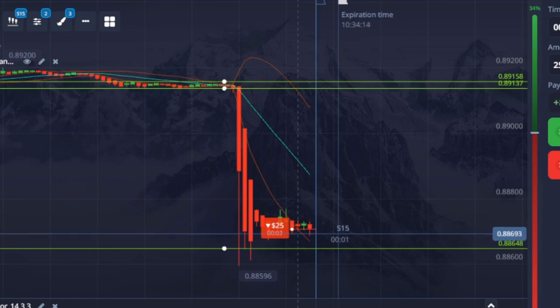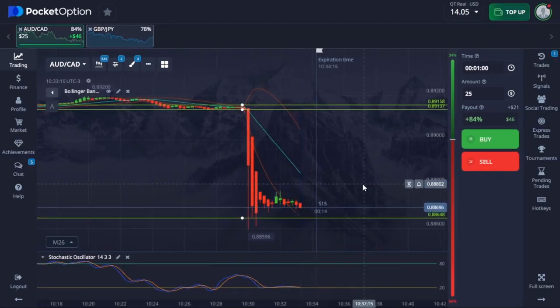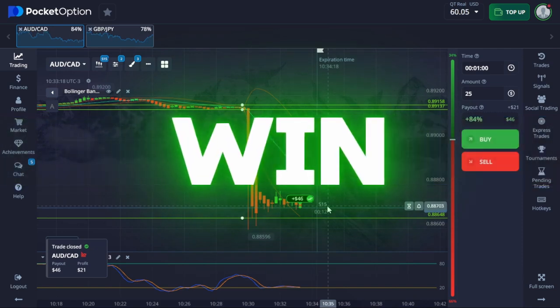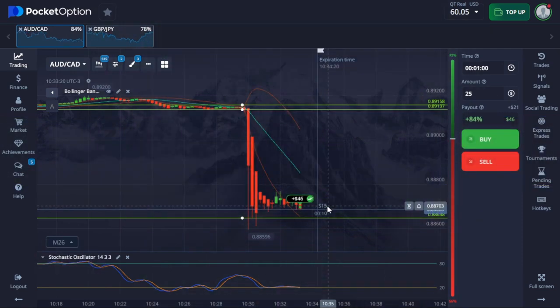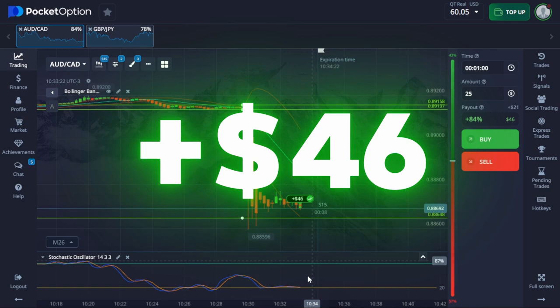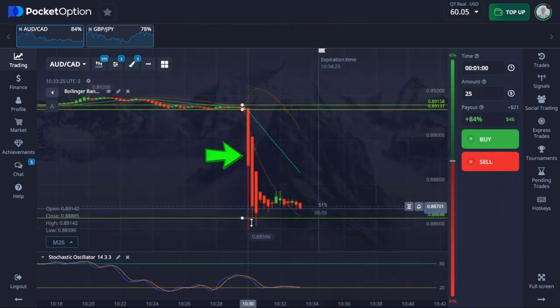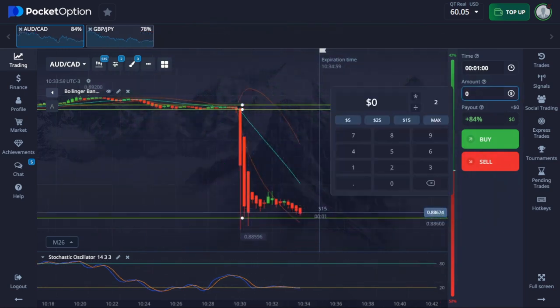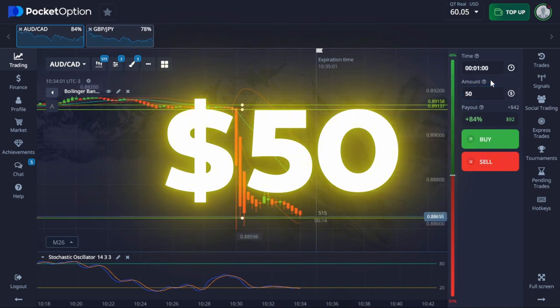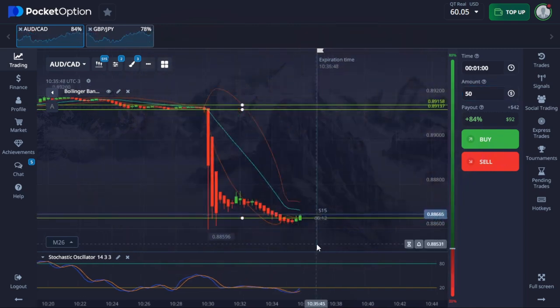And look at that, guys, with the next one. Okay? Following these steps improves our trade strategy outcomes. Let's continue monitoring the market for more opportunities. We have $60 in total. My next trade is going to be with an amount of $50, guys. I'm going to keep the same time frame, but now I wait.